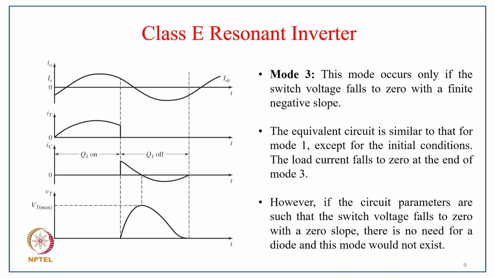So coming to mode 3, this mode occurs if the switch voltage falls to 0 with a finite negative slope. The equivalent circuit is similar to that of mode 1 except for the initial condition. The load current falls to 0 at the end of mode 3. However, if the circuit parameters are such that the switch voltage falls to 0 with a 0 slope, there is no need for the diode, and this mode will not exist. Since this is an inverter, we have an alternating current in the output.